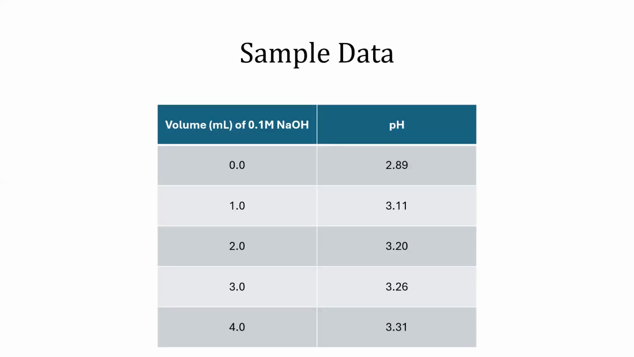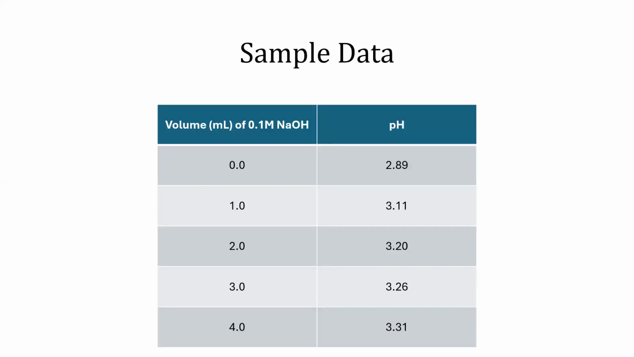Here in front of you is a table containing the volume of 0.1 molar sodium hydroxide and pH in the other column. The first column is classified as the independent variable and is the cause variable that can be manipulated and will not impact the other variables in the study.